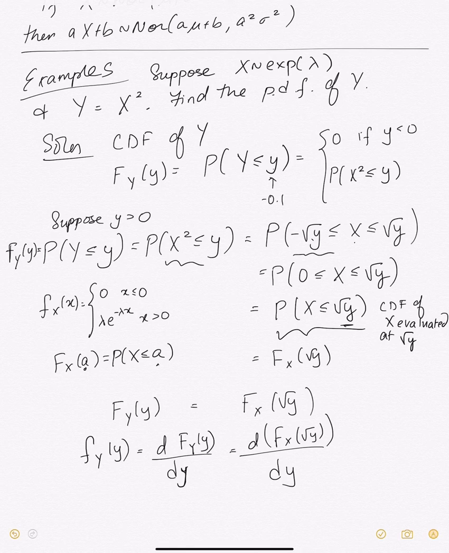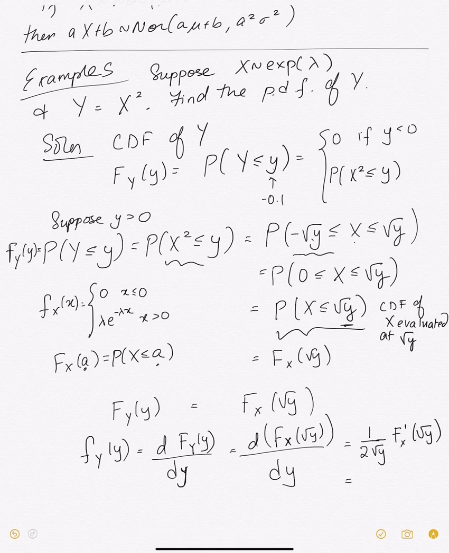Okay, so how do you differentiate this? You'll just have to use the chain rule. That subscript X over here has got nothing to do with the variable y. It's just telling you that's a CDF of the random variable X. You're just taking a derivative of this function, and you have to use the chain rule. So you have to differentiate square root of y, so y to the 1/2, so it's 1/2 y to the negative 1/2 times the derivative of this evaluated at square root of y.